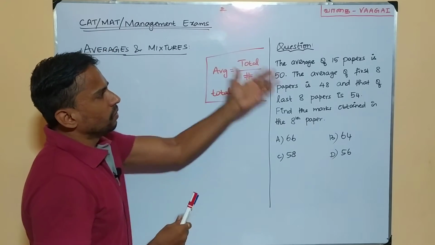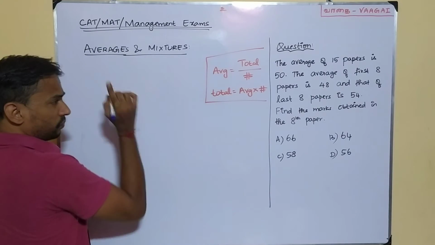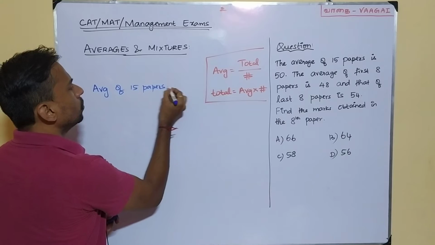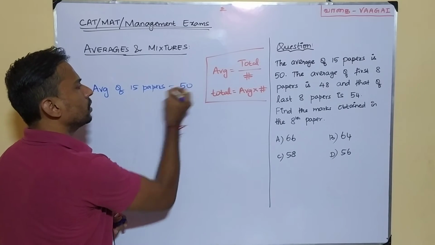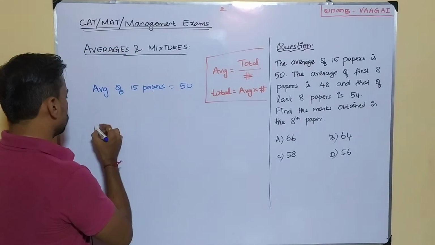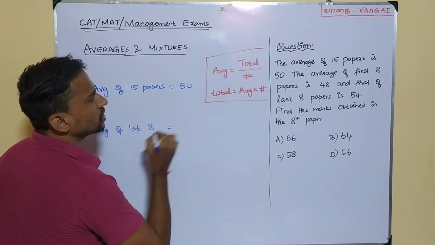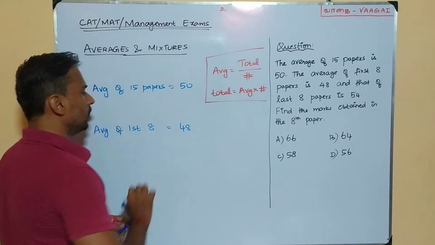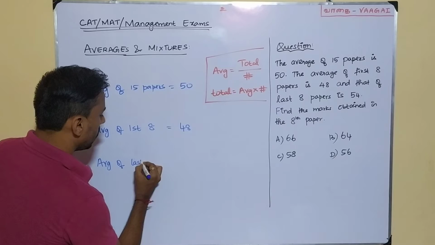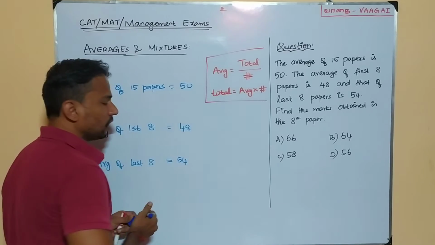So we'll start now. We are given that the average of 15 papers is 50, and I'm going to note it here. Next is the average of the first 8 papers, which is given to be 48. That also we will note here. Then the average of the last 8 papers is given to be 54. Totally there are 15 papers.